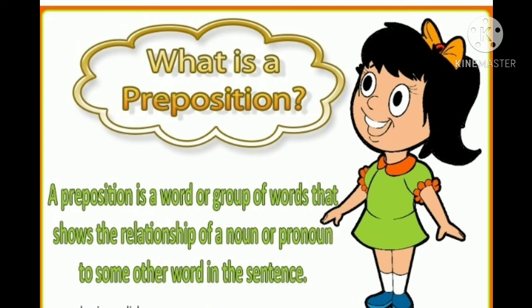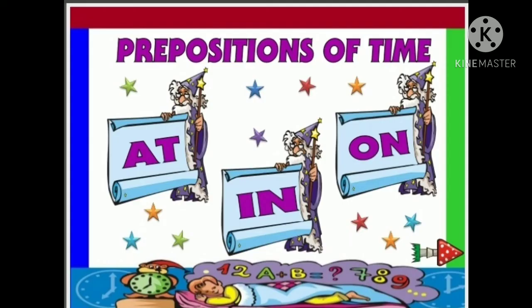What is a preposition? A preposition is a word which shows the relation between a noun or pronoun and some other words in a sentence. Some of the commonly used prepositions are at, on, in, by, under, over, between, etc. Now let's study the first, prepositions of time. The commonly used ones are at, in, on.